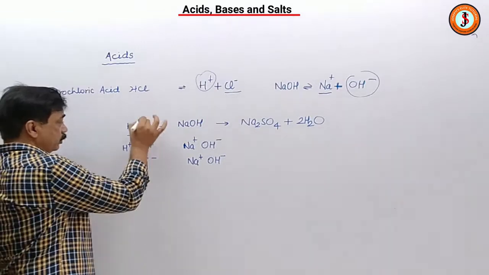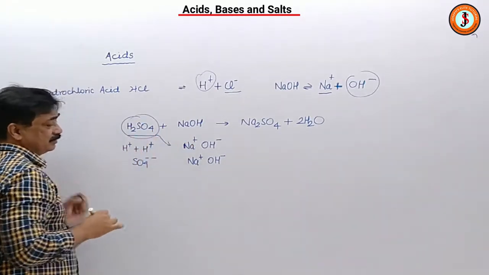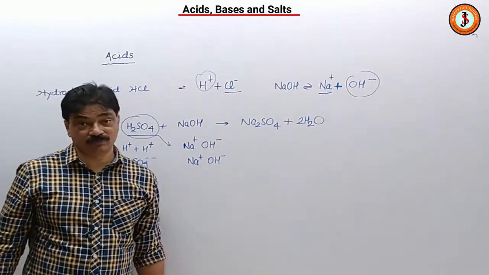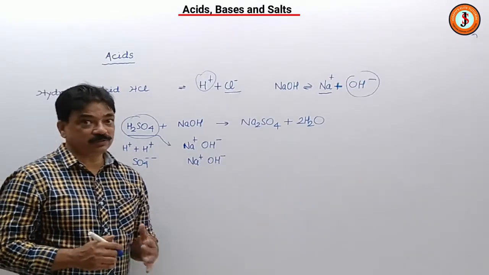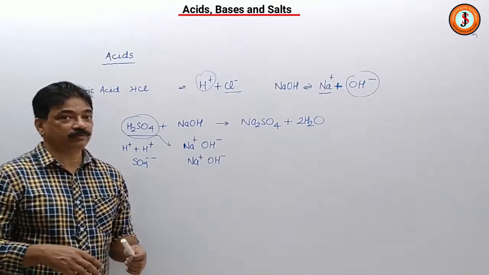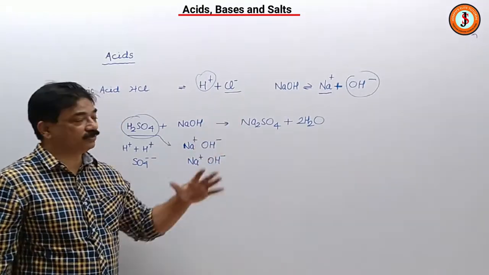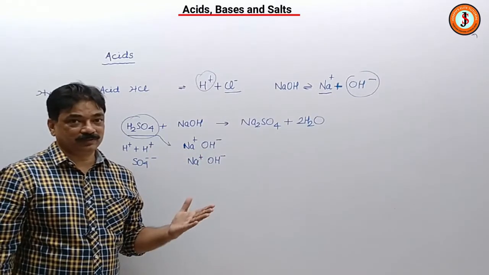So H2SO4 is a dibasic acid. It needs two bases, two standard bases. Now if I talk about H3PO4, there will be three hydrogens, so three sodium hydroxide molecules. So it will be a tribasic acid.